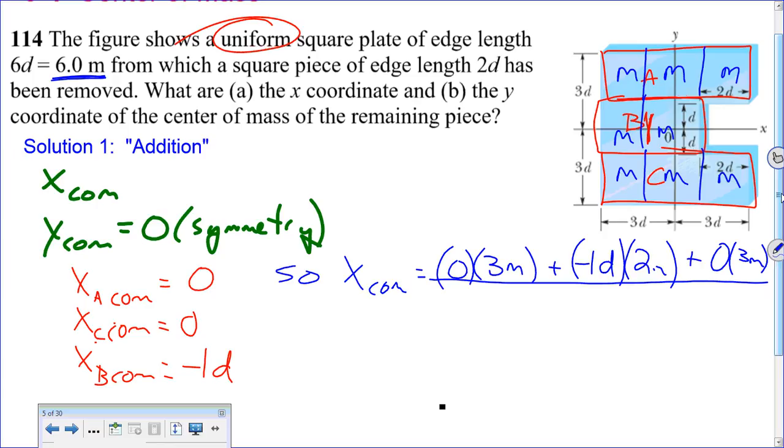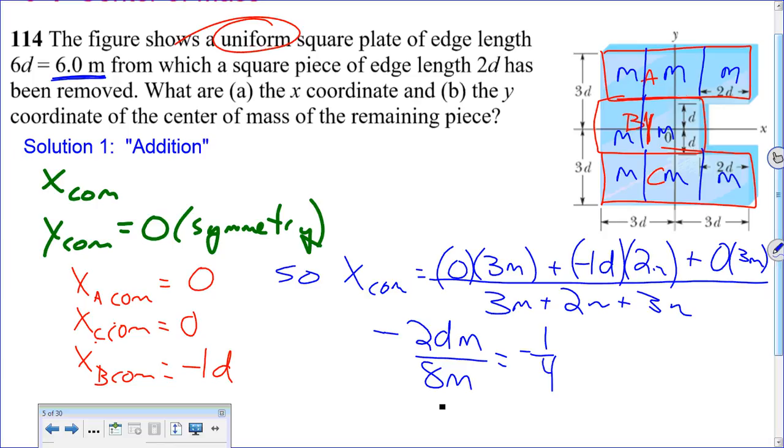Everybody good? All right. So I've done x times m plus x times m plus x times m. What goes on the bottom of the fraction? 8m. The total mass, 8m, right? So technically it's 3m plus 2m plus 3m, just to be detailed. But so look what we get. On the top you get negative 2 dm, and on the bottom I've got 8m. So I'm going to get negative 1/4 d, right? So there's where my center of mass is. And since d is 1, that's just negative 1/4 of a meter.